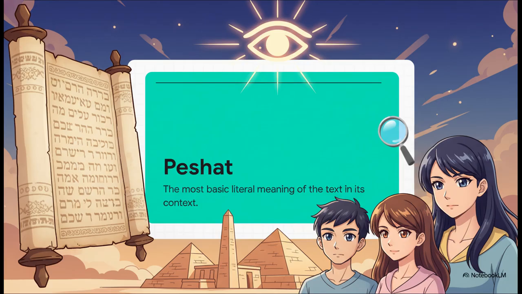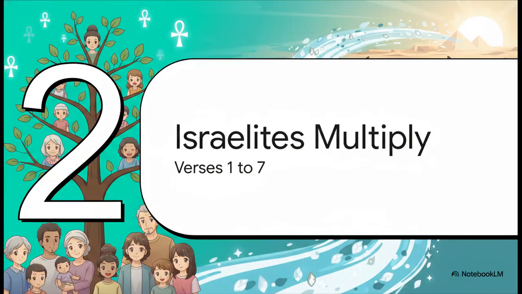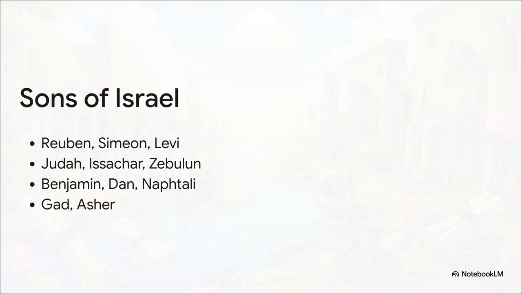To set the stage, we're picking up the story right as Jacob's family arrives in Egypt, where his son Joseph is already living. Part 2. Israelites multiply in Egypt, verses 1 to 7. The book of Exodus actually kicks off with a very specific family tree, the names of Jacob's sons who came down into Egypt, each bringing their own household. We've got Reuben, Simeon, Levi, Judah, Issachar, Zebulun, Benjamin, Dan, Naphtali, Gad, and Asher. It's really setting the baseline, reminding us exactly whose legacy we're following here.